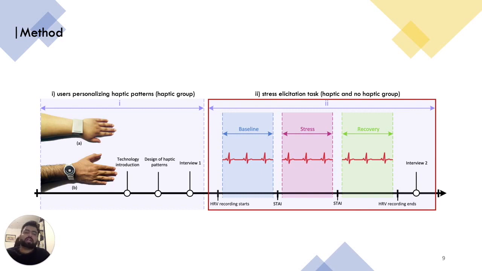To understand the rationale behind personalized vibration and temperature patterns and their effectiveness, we conducted semi-structured interviews with those participants who received haptic patterns. We also collected self-reported measures of anxiety using STAI questionnaires as well as heart rate variability data related to stress from all participants.